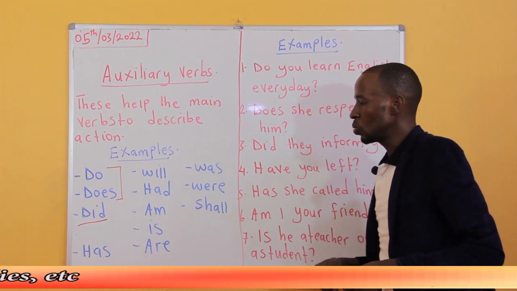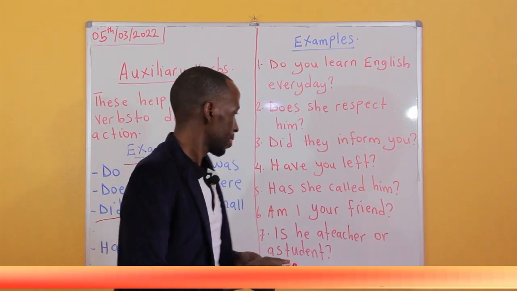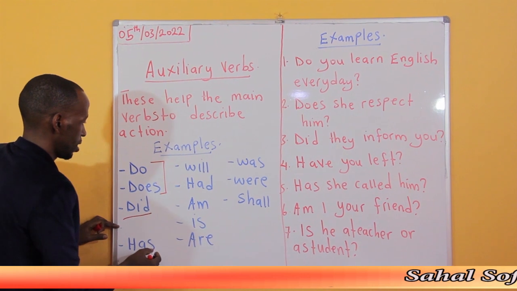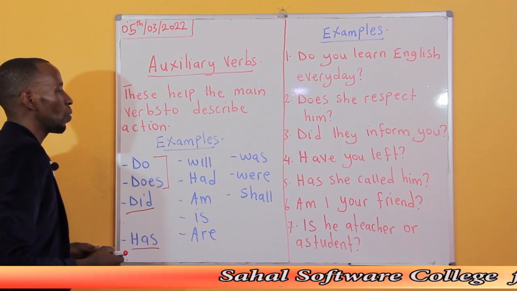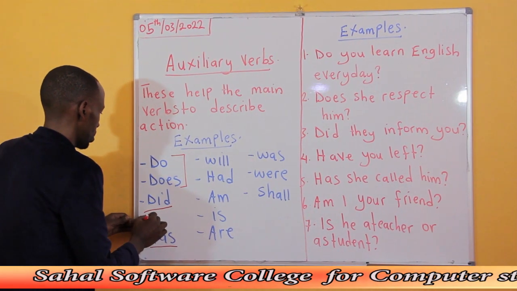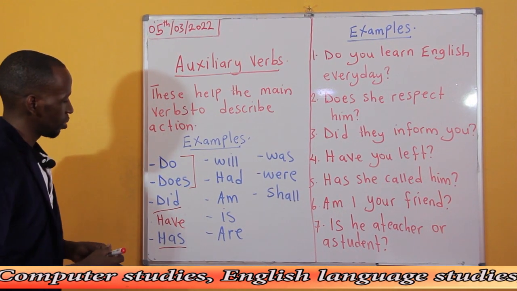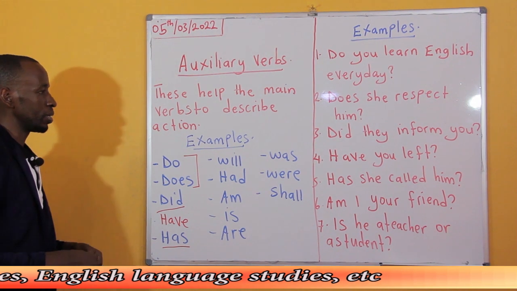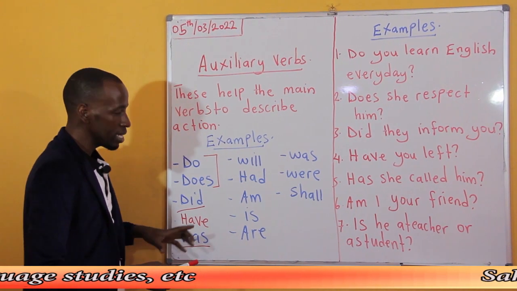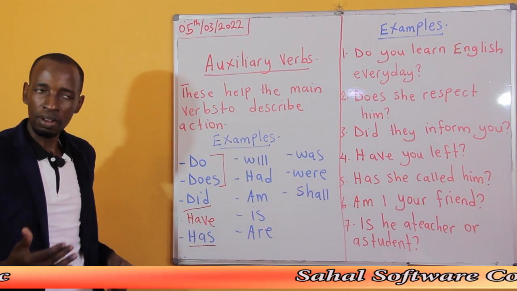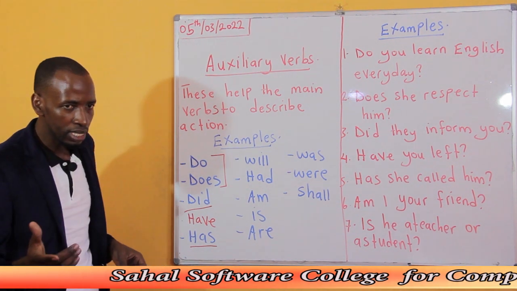Okay, now let's go to has. Has mainly goes with have. Yes, we have forgotten have, but it is supposed to be here. So now, has and have are used to talk about present perfect. Do you know present perfect?